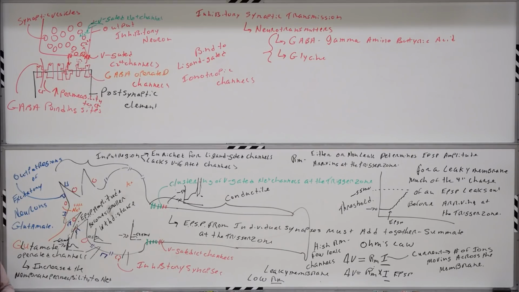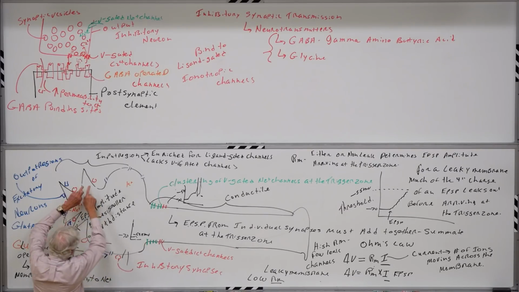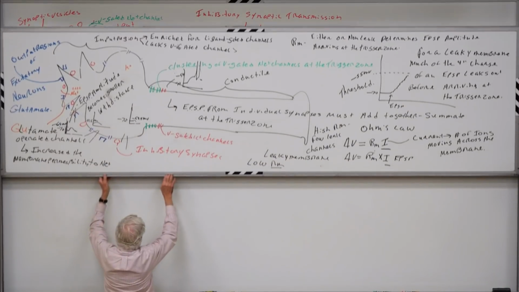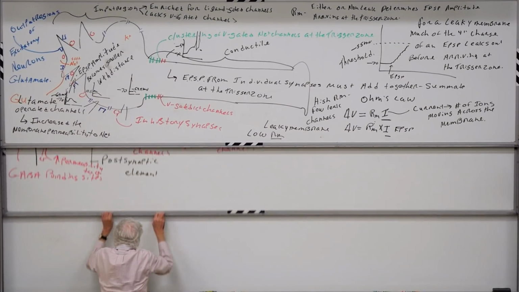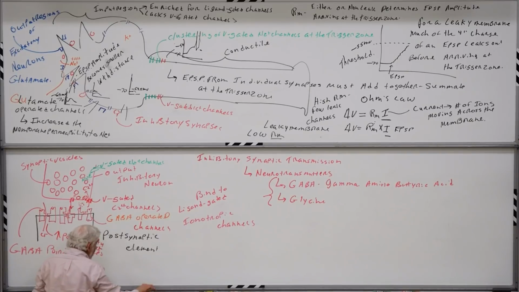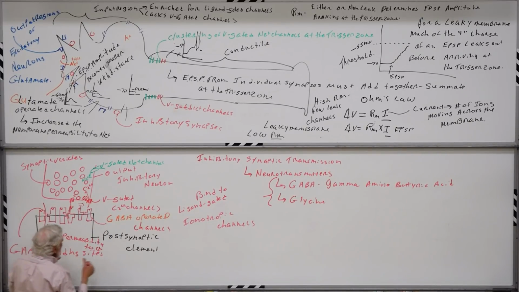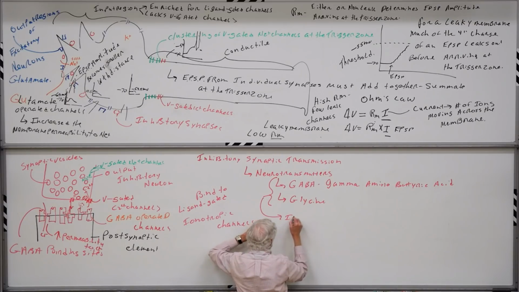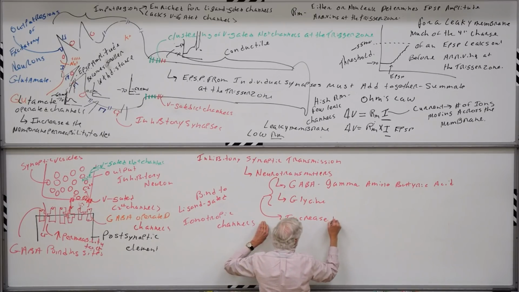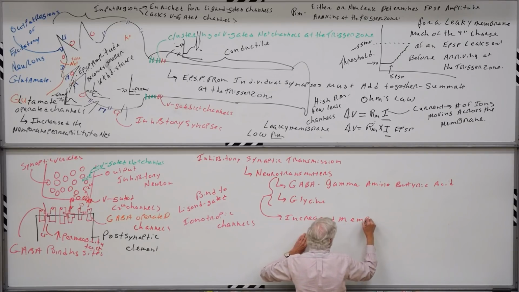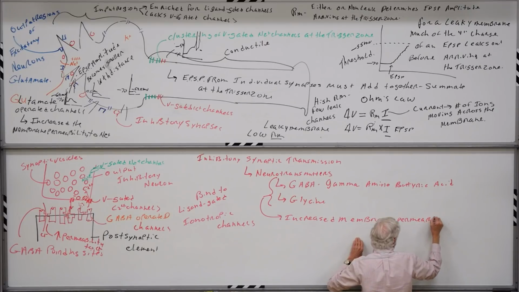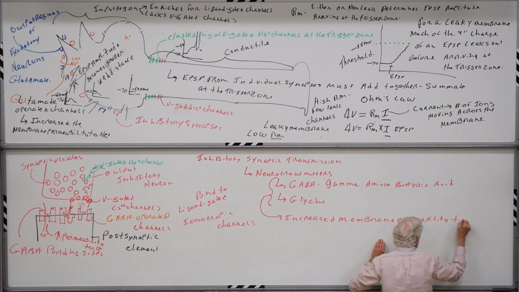Anything else? Okay. So now what I want to think about is what's going on at those inhibitory synapses. We've described up here the idea that we've opened these channels and we have increased membrane permeability to chloride.